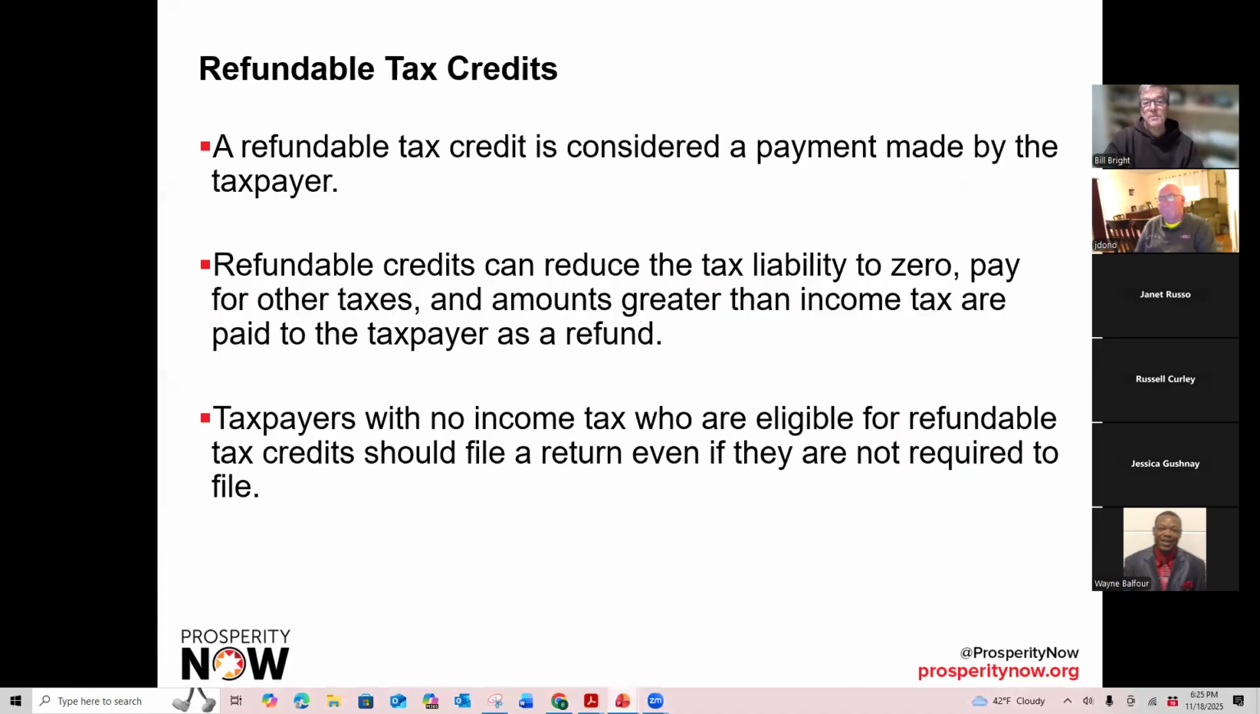Again, a refundable tax credit is considered a payment made by the taxpayer. Refundable tax credits can reduce the tax liability to zero, pay for other taxes like self-employment taxes, and any amounts greater than that are paid as part of the refund. Taxpayers with no income tax who are eligible for refundable tax credit should file a return even if they are not required to file. The only way where that really works is the refundable part of the American Opportunity Credit, and we'll get to that in the last module.